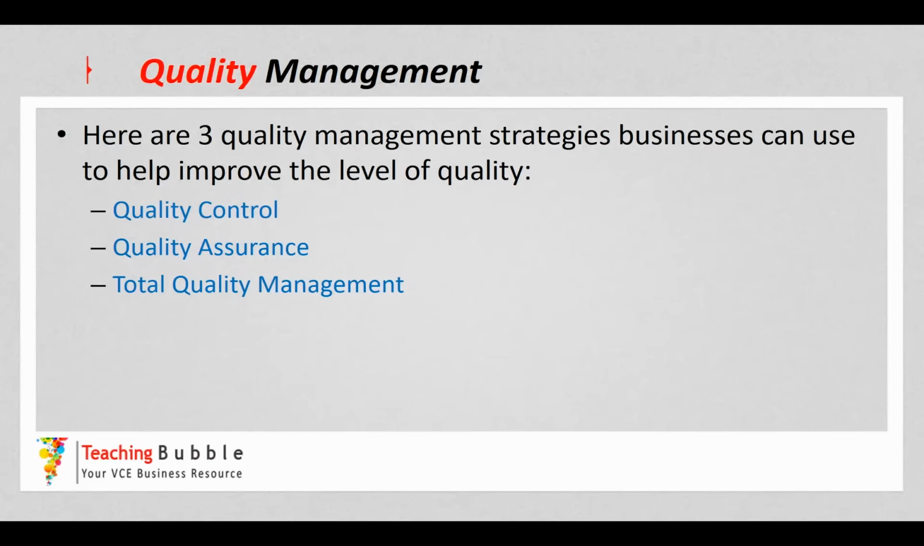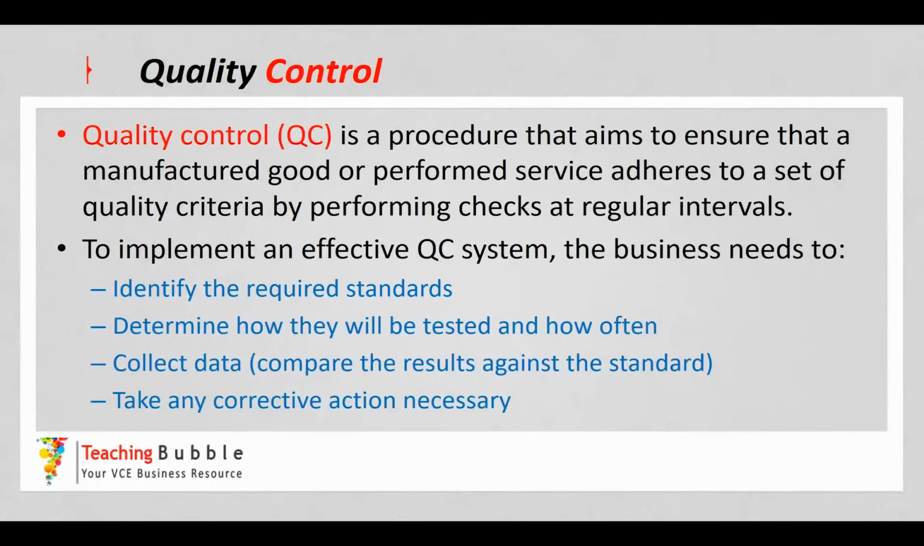So there are three key management strategies or quality strategies that a business can use to improve their quality, and these are specifically listed in your study design, and they are quality control, quality assurance, and total quality management. And the purpose of this video is to look at each one of those individually. The first strategy we're going to look at here is quality control.